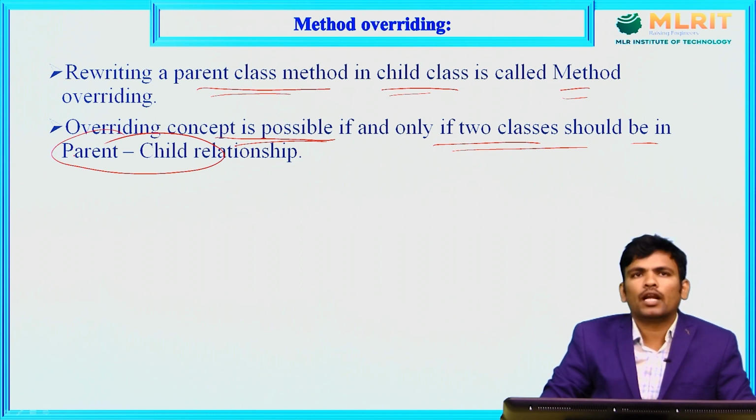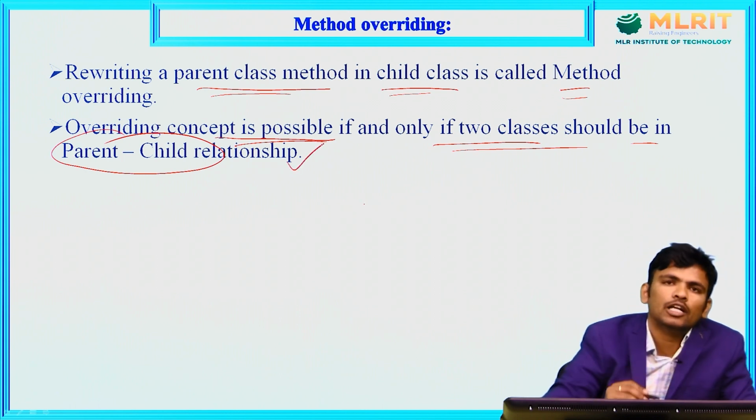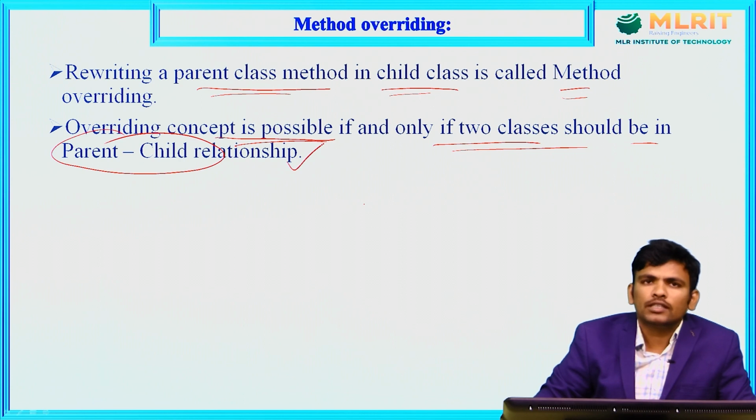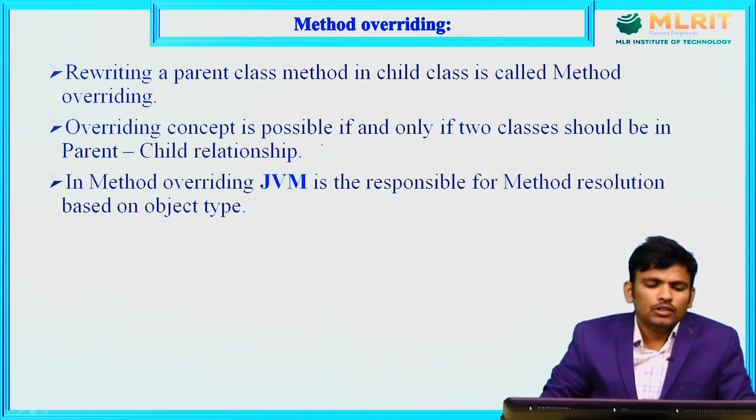To override a method, two classes are mandatory, whereas for method overloading one class is enough. In method overriding, the two classes must be in a parent and child relation. If the two classes are not in a parent and child relation, the method overriding concept is not applicable. In method overriding, method resolution will be taken care of by the JVM.